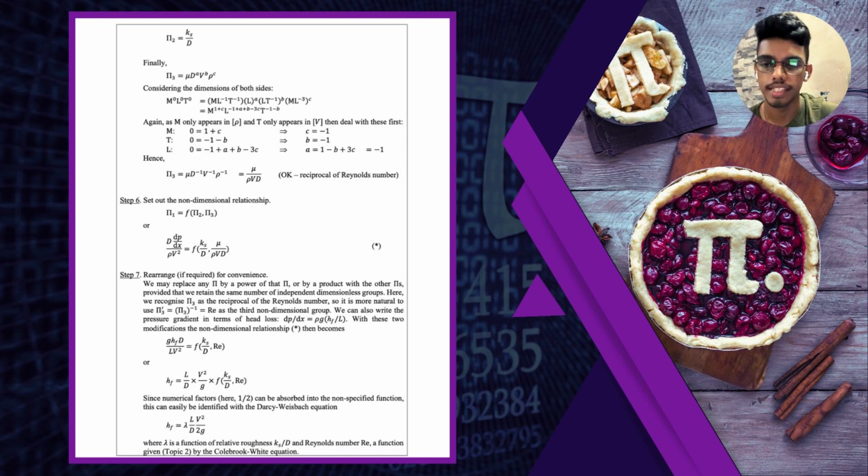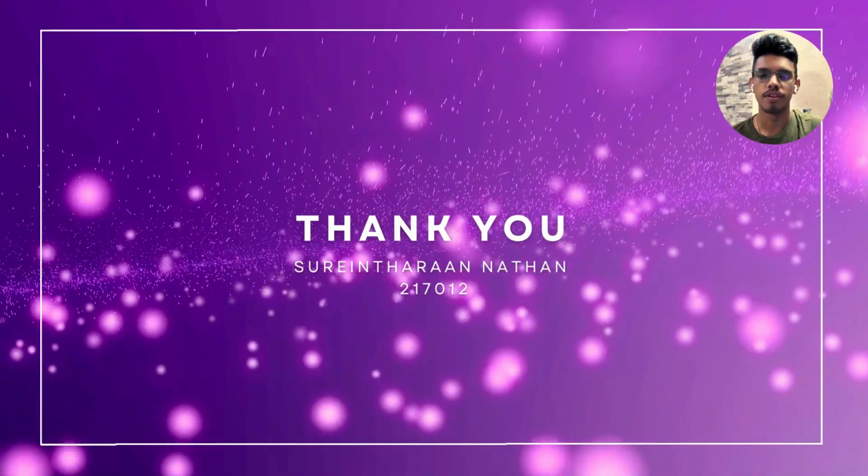Since the numerical factor 1 over 2 can be absorbed into the unspecified function, this can be easily identified with the Darcy-Weisbach equation, which is hf, the head loss, equals lambda times length over diameter times velocity to the power of 2 over 2 times gravity, where lambda is a function of relative roughness, which is roughness height over diameter, and Reynolds number Re. That is all from me. Thank you.